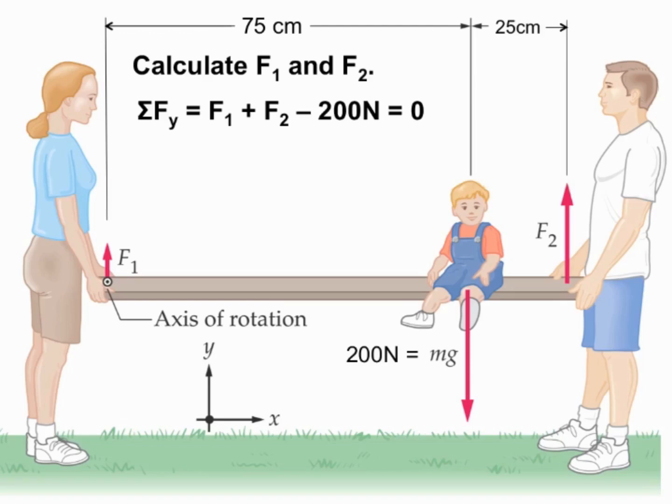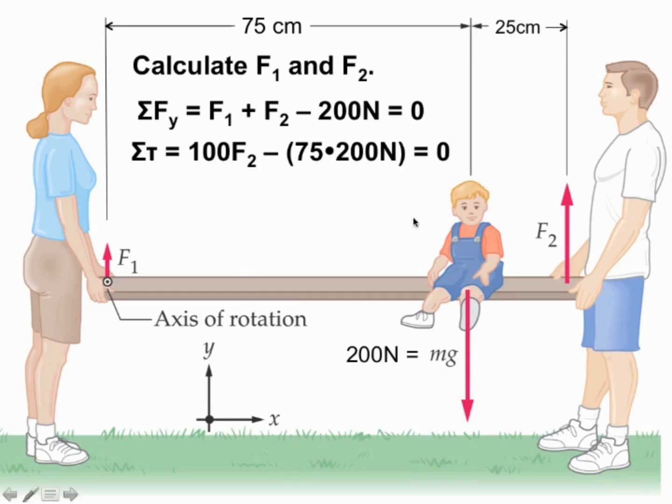And now let's look at the torques. This might seem a little tricky at first, but just be patient and wait for the explanation. So the net torque equals 100 F2 minus 75 times 200 newtons, and that equals 0. So 0 net torque. Now let's see where these numbers came from. Whenever you're doing these problems, as I said before, first you find your axis of rotation, and then you calculate one torque at a time, pretending that there's nothing else rotating about the axis but the torque that you're focusing on.